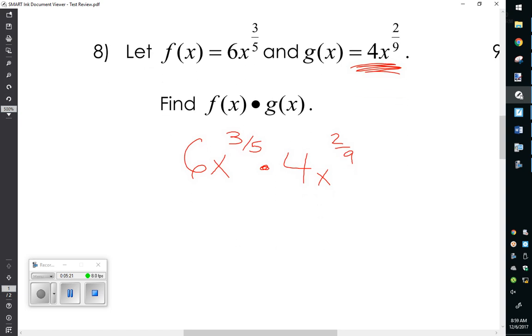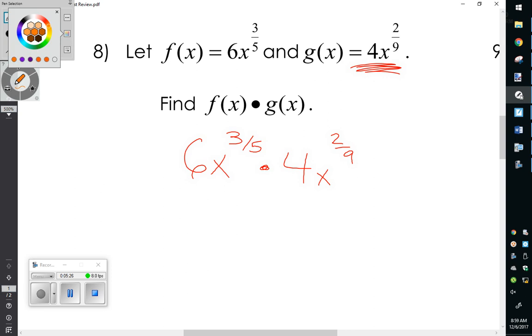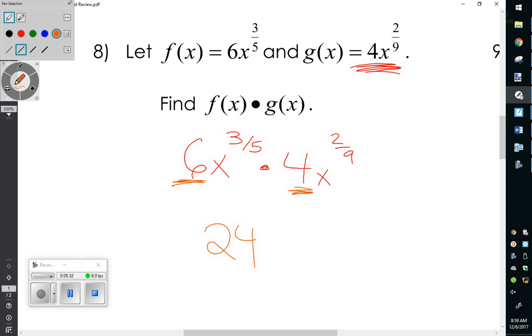I am multiplying. So I can always multiply numbers together. I am taking 6 times 4, which gets me 24. That's going to be the number that goes with it. 6 times 4 is 24. Then I need to figure out what I get when I multiply these two things together: x to the 3/5 times x to the 2/9.